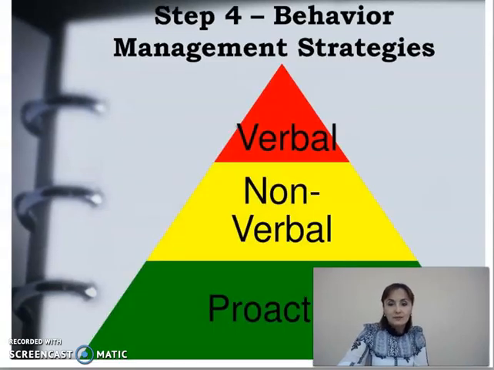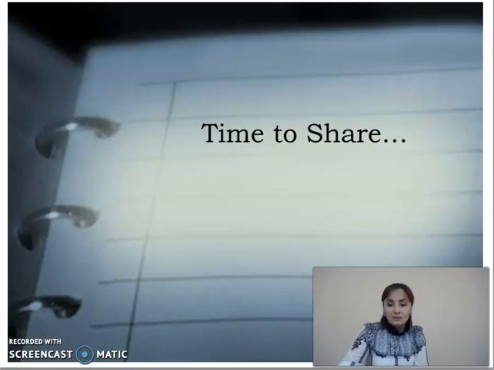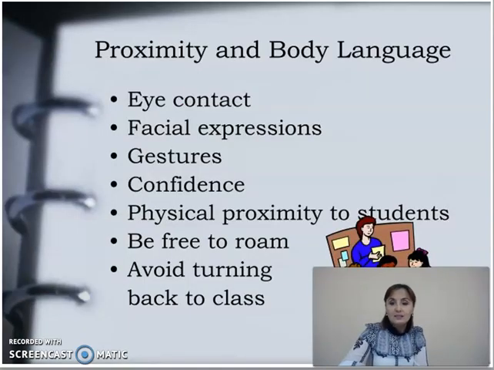It is step 4, behavior. It is behavior management strategies: verbal, non-verbal, and proactive. It is proximity and body language. So what does it mean? Eye contact. If we take eye contact, teachers should use equal eye contact during the lesson.